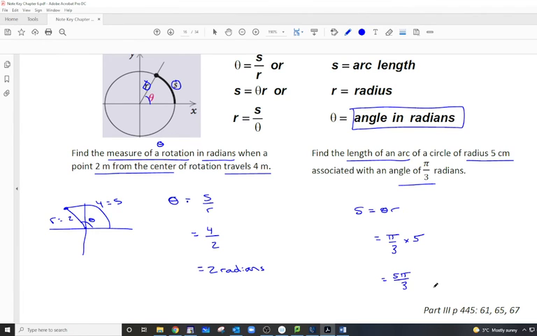They didn't ask me for an approximate answer, so I will always give exact unless they tell me to round to a certain number of decimal places. So the length of your arc would be 5 pi by 3, or whatever that would be approximately in decimals. Have fun!